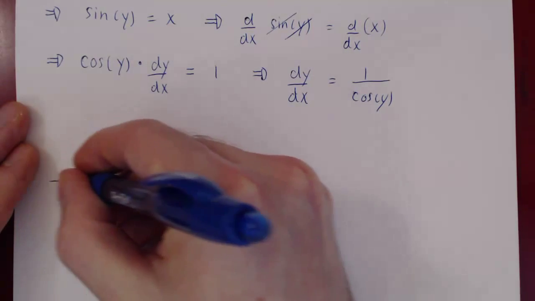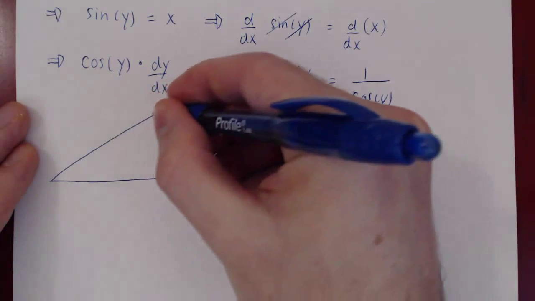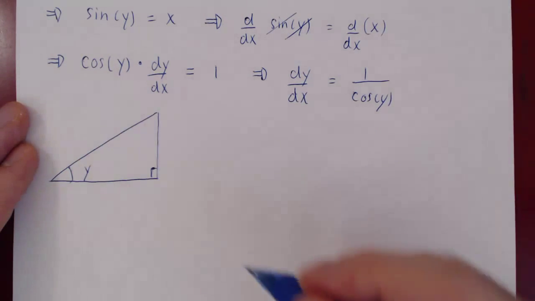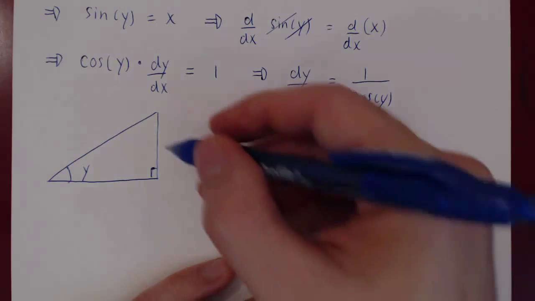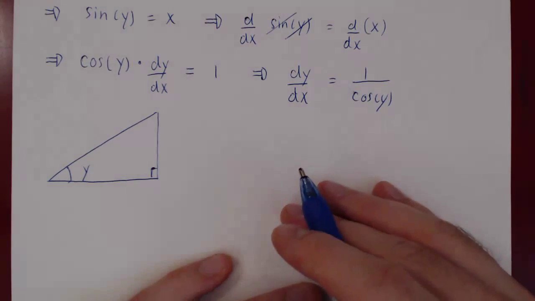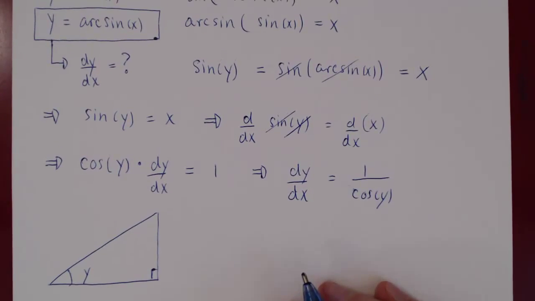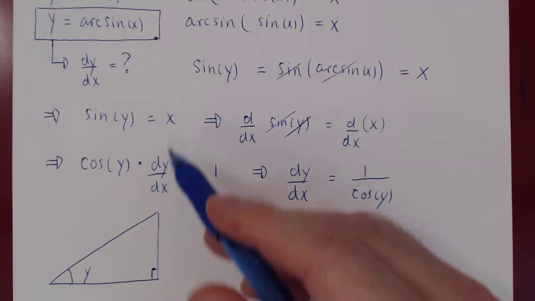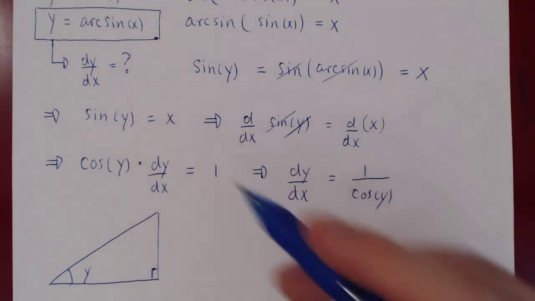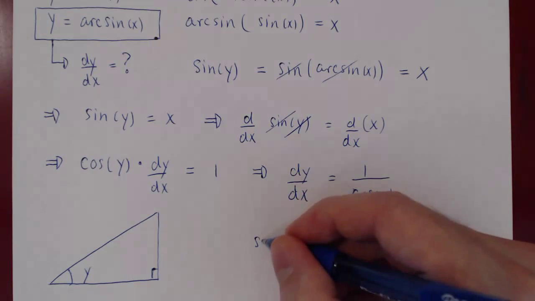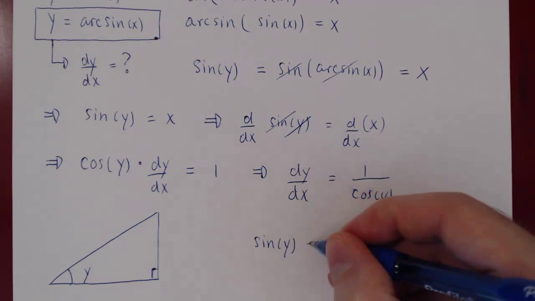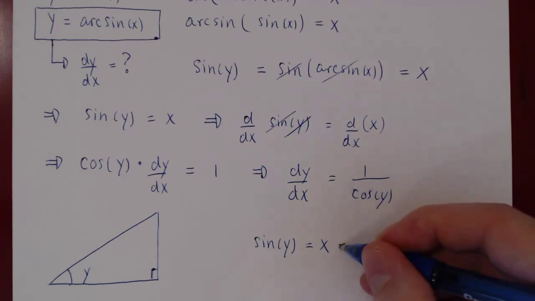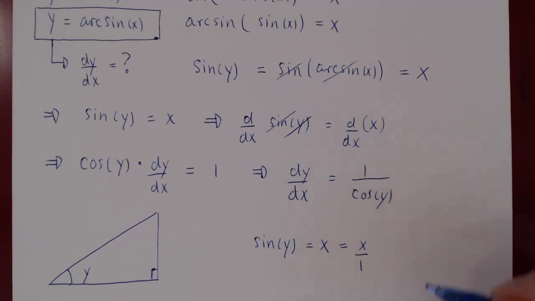So we have our right triangle. And the angle that we choose is y. Another question is, well, what are the sides of this triangle equal to? Well, if we just go back, since y is arcsine of x, taking sine on both sides gives us that sine of y is equal to x, right? So sine of y is equal to x. And here I'll be a little silly. I'll say x is equal to x over 1.